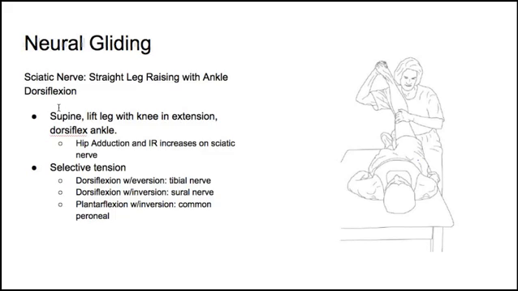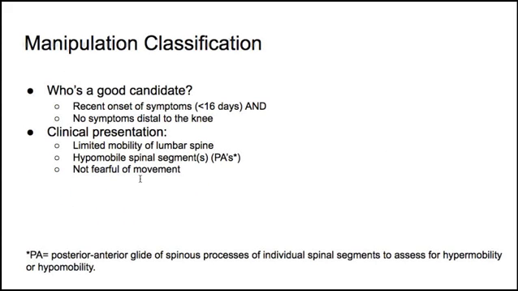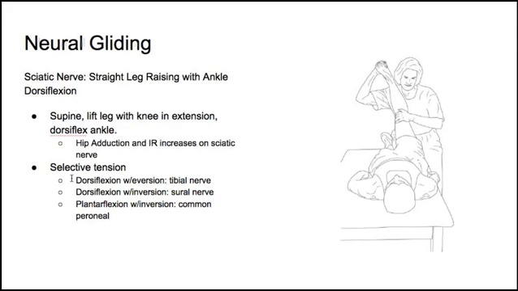If ankle dorsiflexion accentuates the pain or restriction in range of motion, then that's a positive test, and neurogliding may be indicated. So the person can be stretched in supine, where they lift the hip into flexion with the knee in extension, and then dorsiflex the ankle. Hip adduction and internal rotation can also increase the stretch on the nerve. Selective tension in the nerve can be provoked with dorsiflexion eversion for the tibial nerve, dorsiflexion inversion for the sural nerve, and plantar flexion and inversion for the common peroneal nerve.